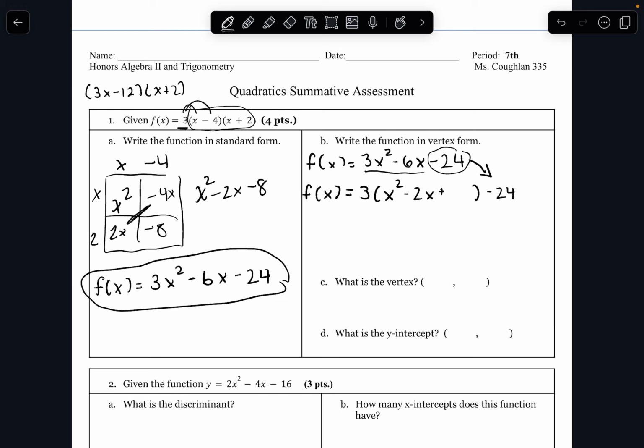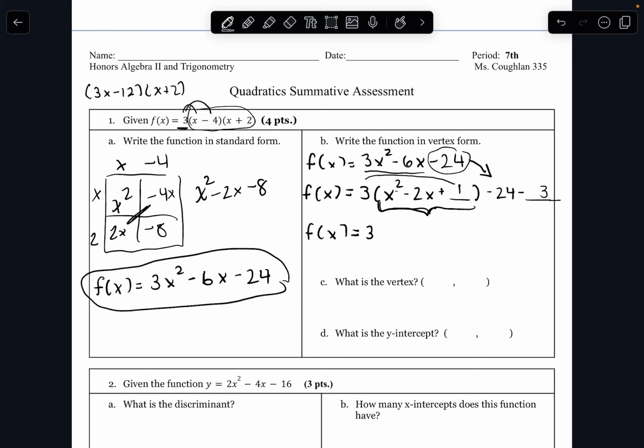Okay. So in here, we're going to add something, and then in here, we are going to subtract whatever it is that we added. What would make this a perfect square trinomial? Negative 2 divided by 1 is negative 1, and negative 1 squared is 1. So if we're adding 1, we should also subtract it, but watch out, you didn't just add 1. You added 1 times 3, which is 3. So f of x is equal to 3.